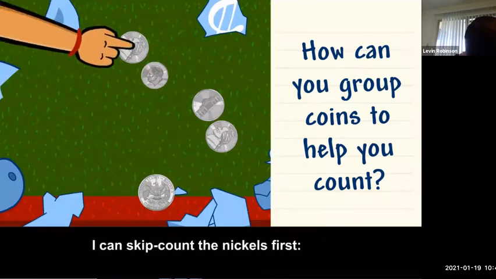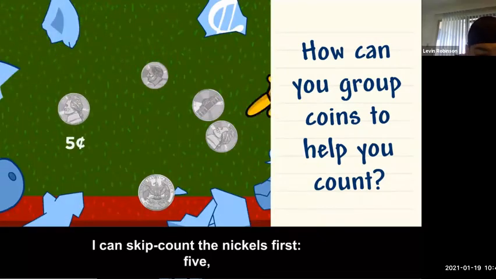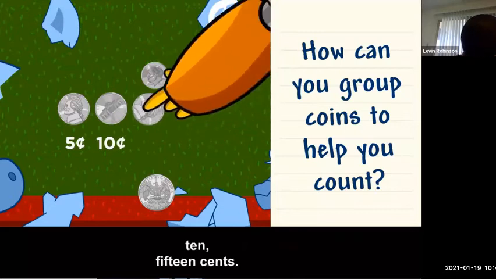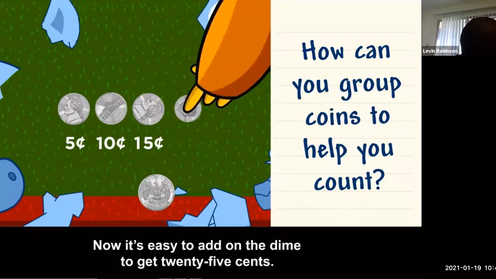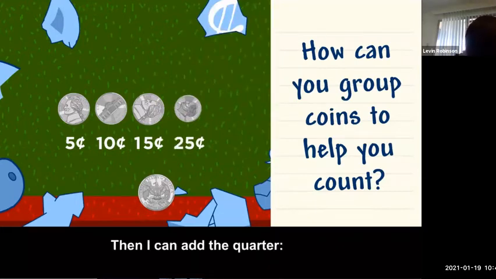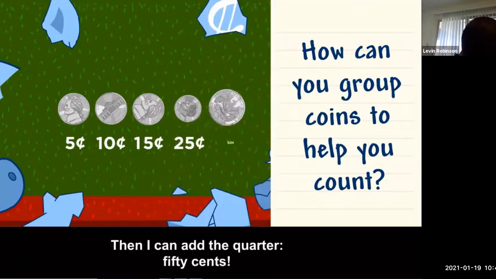I can skip count the nickels first. 5, 10, 15 cents. Now it's easy to add on the dime to get 25 cents. Then I can add the quarter, 50 cents.